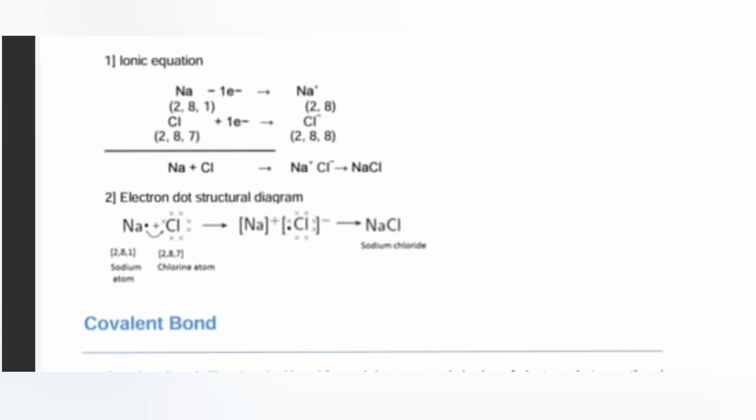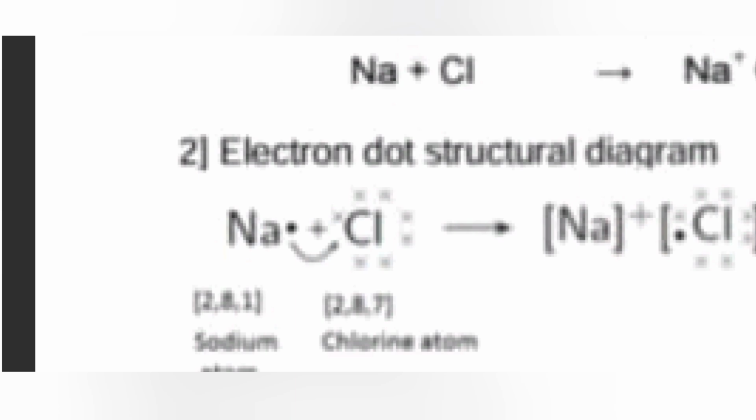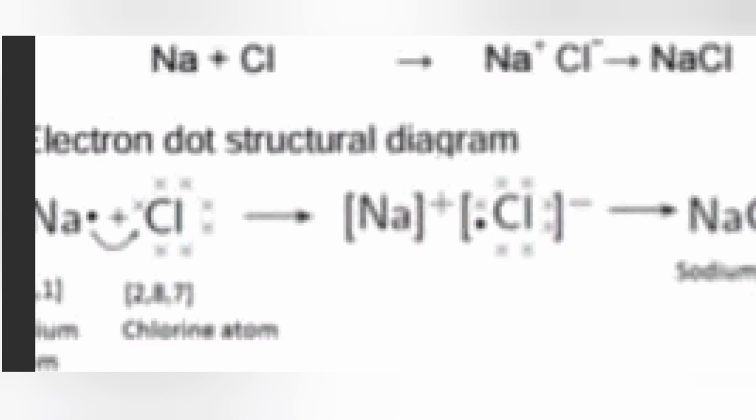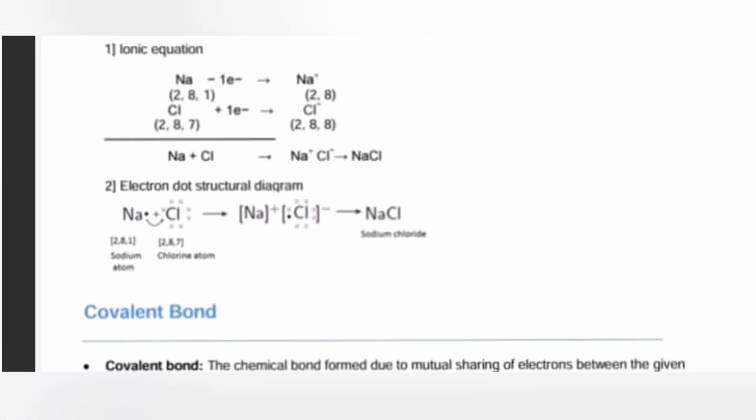For NaCl, we have to show the number of electrons in the outermost shell. Sodium has 1 in its outermost shell, so 1 dot. For the non-metal, we will use a different sign instead of the dot, so it is much easier. It has 7 electrons in its outermost shell, so we make 7 crosses. That gives us Na+ and then Cl with 8 electrons, which is equal to NaCl. So that is our dot structure.